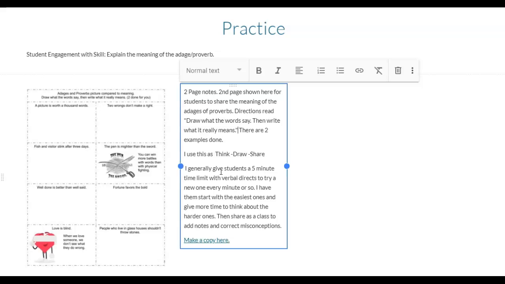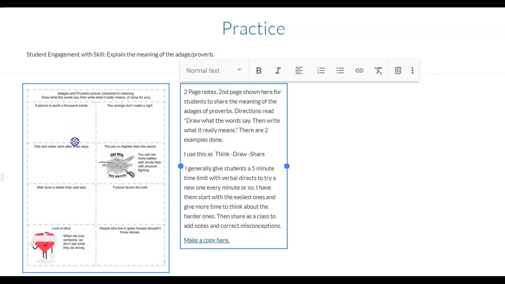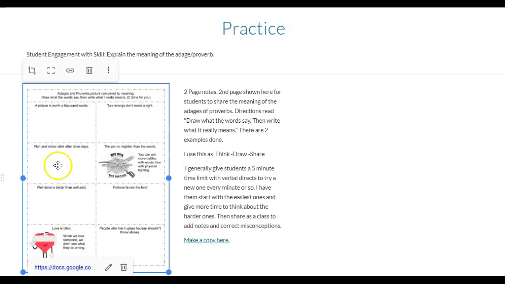It's okay if they're wrong, because then you're going to go over it as a whole class and find what everything means. If I was physically in a class, I would present it up on the board and draw and write on it, or I can share my screen and we can do that in a virtual classroom. And again, they can make a copy here. This is also linked so that they can make a copy of these slides.